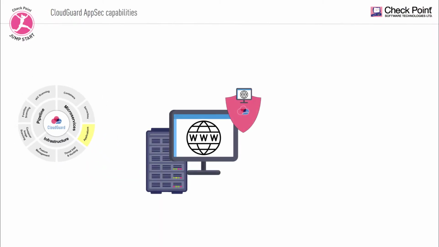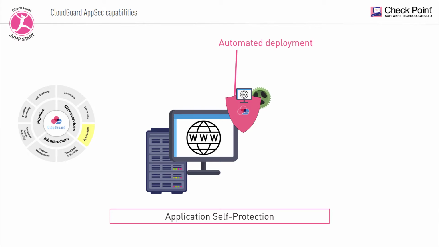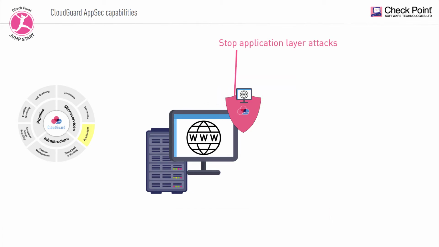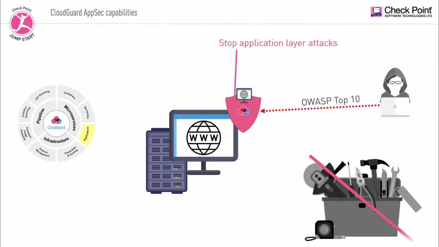CloudGuard AppSec enables automated deployment that requires no rule tuning. It relies on the concept of application self-protection powered by a contextual AI engine. CloudGuard AppSec can stop application layer attacks, including OWASP Top 10, with little to no manual tuning or false positives.